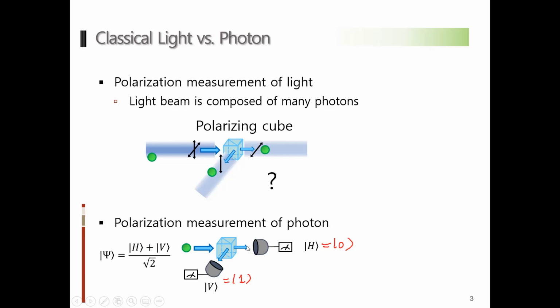Once it has the H, if we put another polarizing cube after here, what will happen? In that case, it should always be transmitted. And if I put another measurement polarizing cube, it will be transmitted again. So that will continue to transmit it. That means that even though we started with the superposition state, once the first measurement is done, the resulting state will be collapsed into one of them, either H or V.